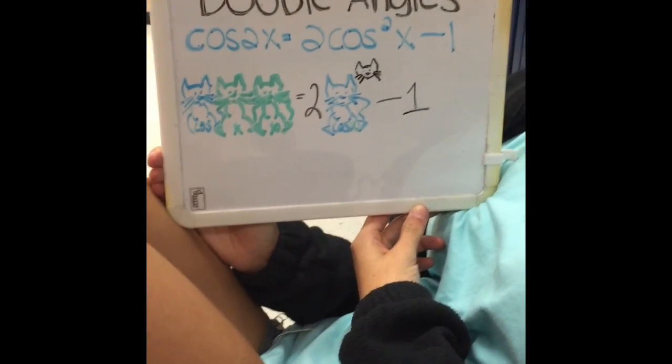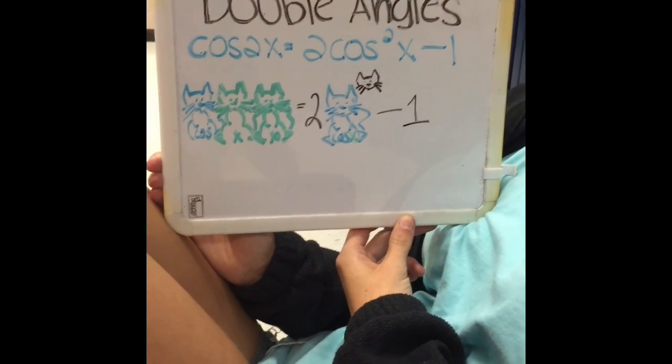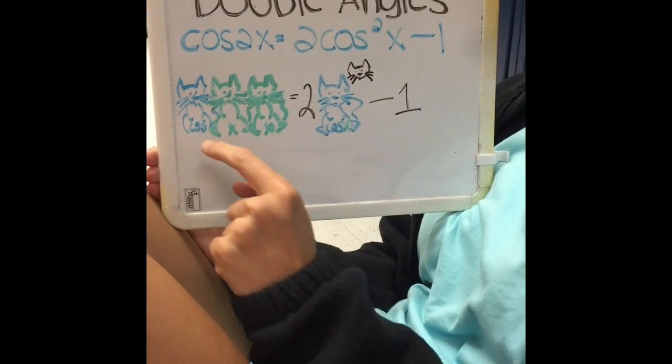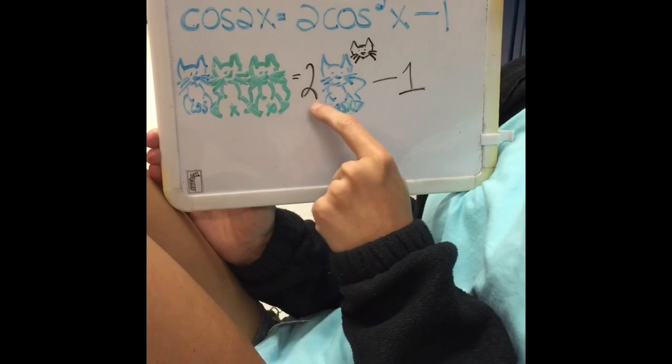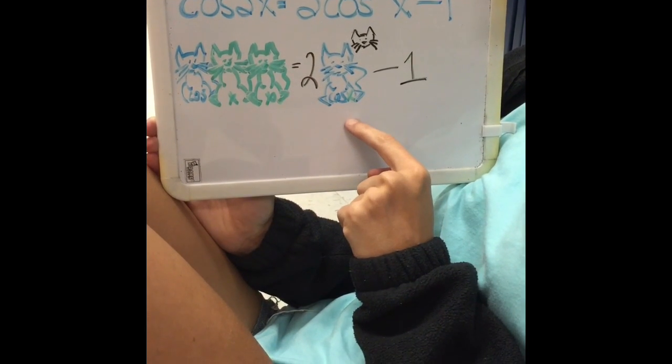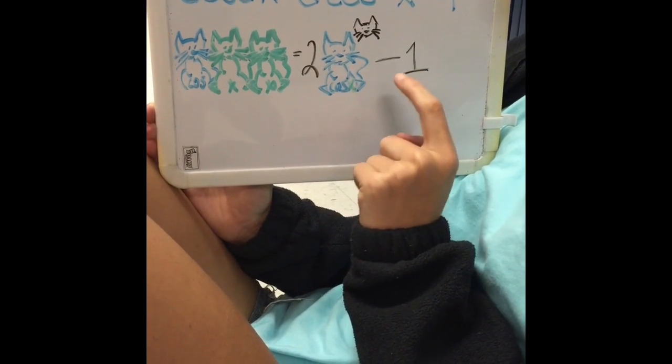This is our second double angle formula for cosine. We have cosine 2x equals 2 cosine squared x minus 1. Or our cosine cat times our 2 Siamese x cats equals 2 times our cosine cat squared times x, minus 1.